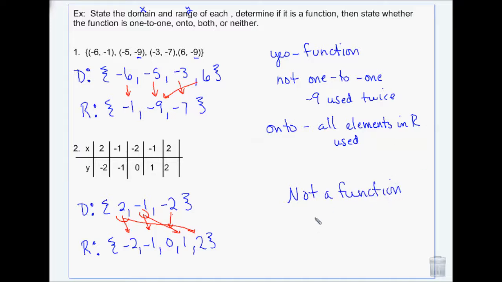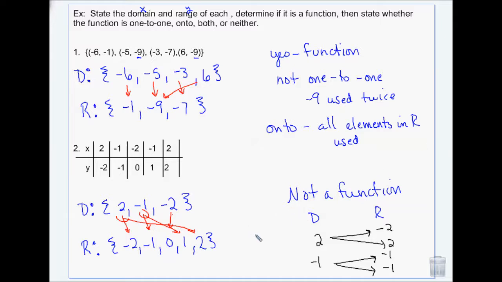And the reason it's not a function is because if I have my domain and my range, 2 goes to both -2 and +2, and then -1 goes to both -1 and +1. And this is not okay. For functions, your domain can only have 1 arrow each. The range, it doesn't matter. The range elements can have as many arrows as they want, but the domain can only have 1 arrow each. So that's what makes this not a function.